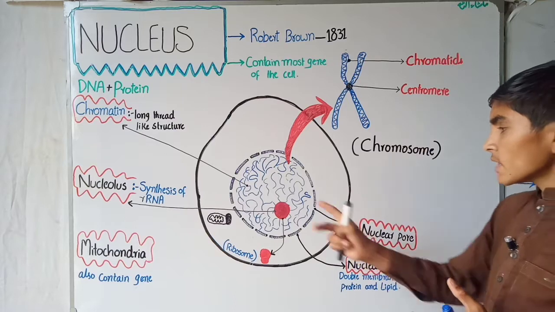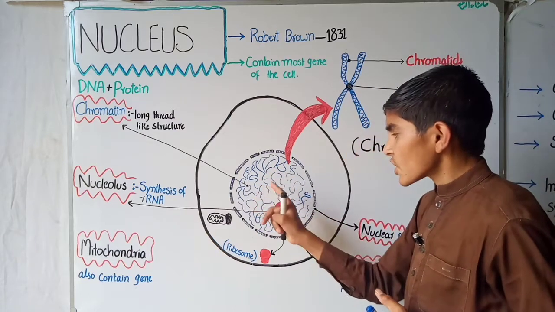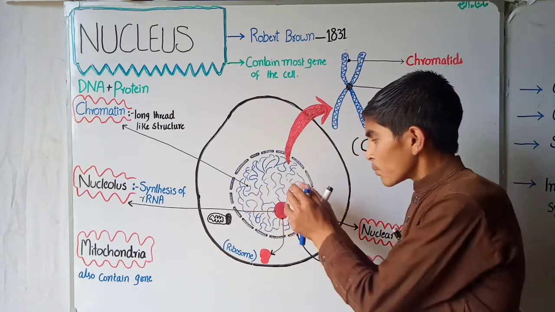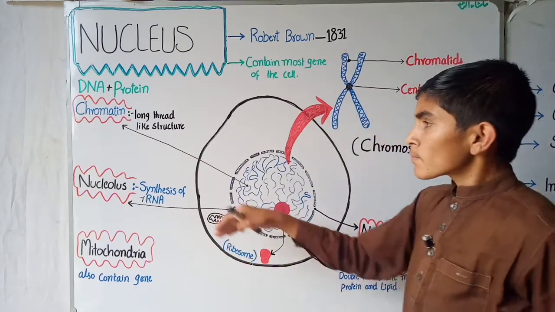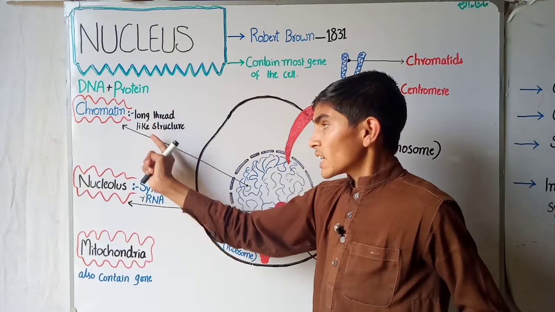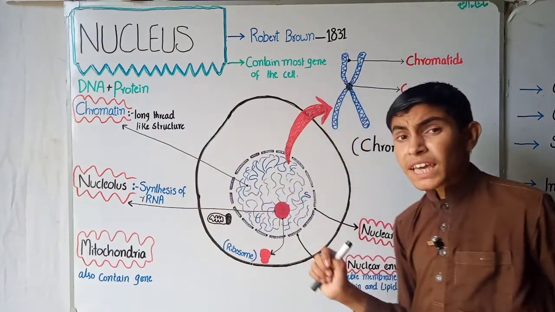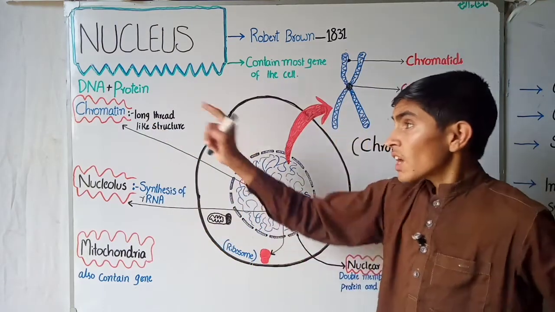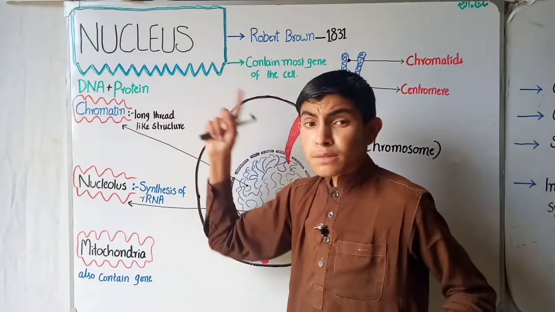Now you can see here these thread-like structures spread throughout the nucleus. These are called chromatin. They are long thread-like structures, and they are the genetic material. They are composed of DNA plus protein.